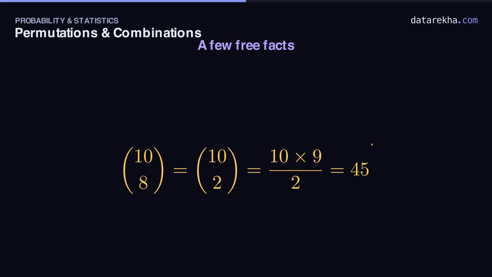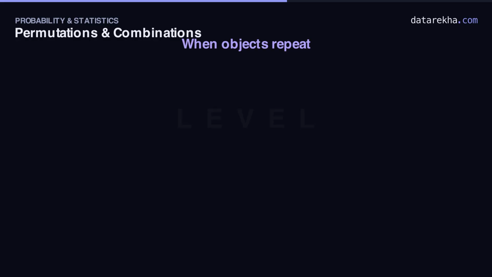That mirror is a genuine shortcut. To find 10 choose 8, don't grind the big factorials, flip it to 10 choose 2, which is 10 times 9 over 2, 45. Far less work. One more essential case. Arranging objects when some are identical.